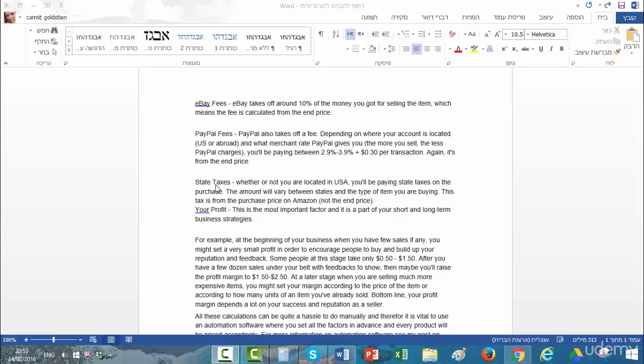You also have state taxes on Amazon. Whether or not you are located in the USA, you'll be paying state taxes on the purchase. The amount will vary between states and the type of item you will be buying. It changes from item to item. This tax is from the purchase price on Amazon, not the end price.